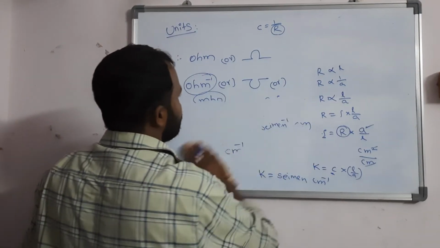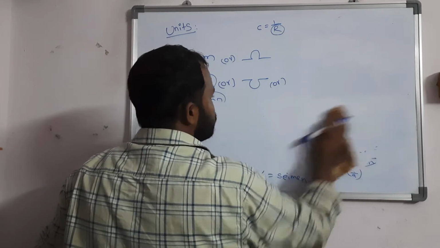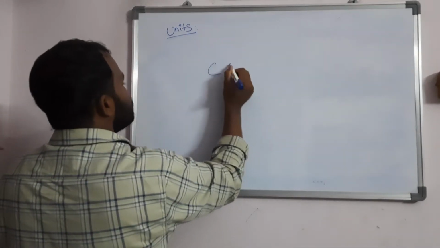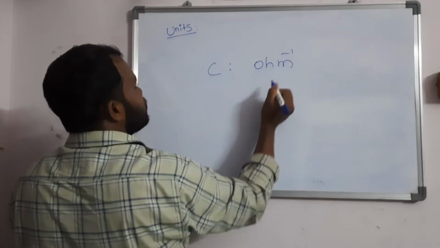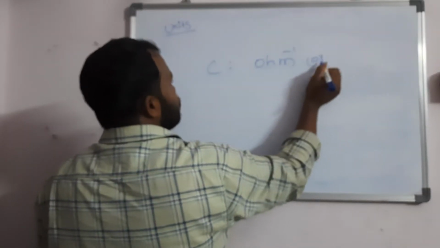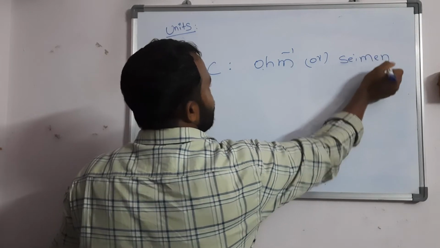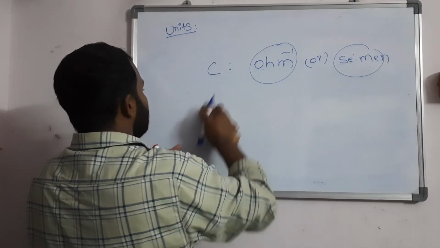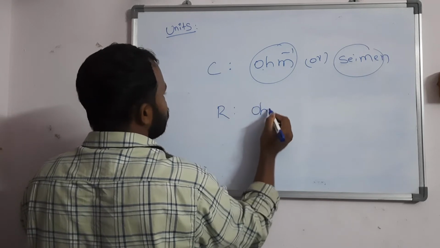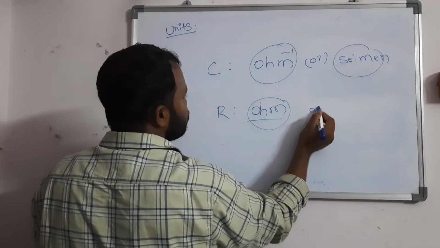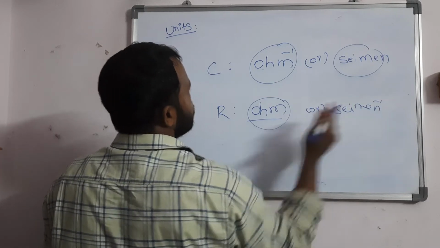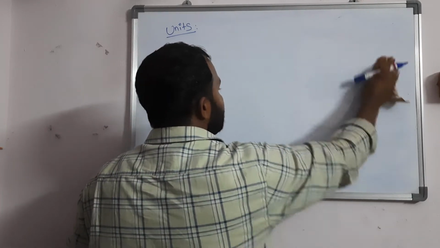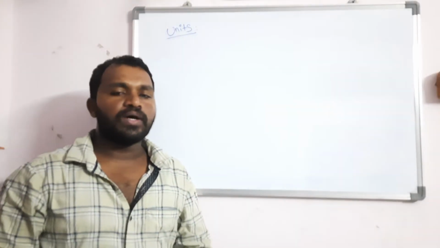Just remember one trick for you, if you are confused whether it is Siemens or Siemens inverse. Conductance units is ohm inverse, and whenever ohm inverse is there, you simply write Siemens, not inverse. If it is resistance, for resistance we write ohms, and whenever ohms is there, you should write Siemens inverse. This is the units for resistance, conductance, specific conductance, and also resistivity.